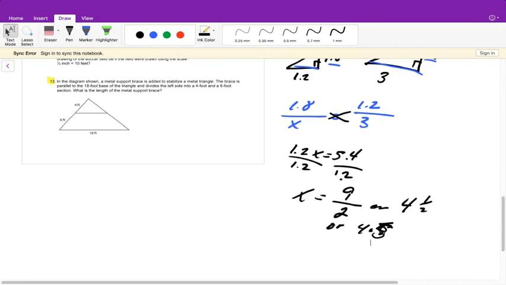And this is what I was meaning before. If you have any of these left as a fraction, just go ahead and rewrite this as an improper fraction, mixed number, or a decimal. Any of those will be acceptable on your test. All right, our last question, and we are done.